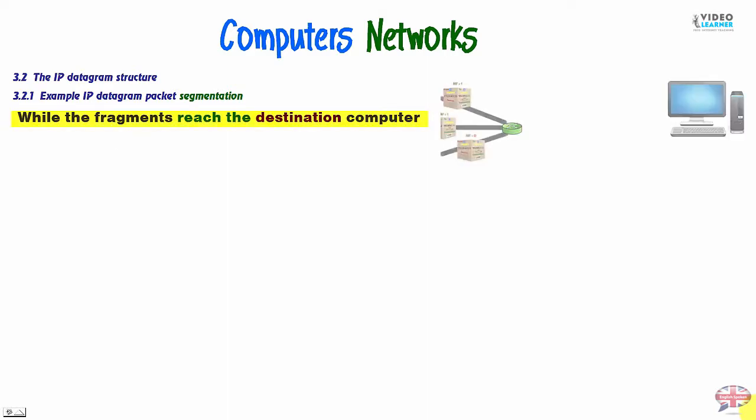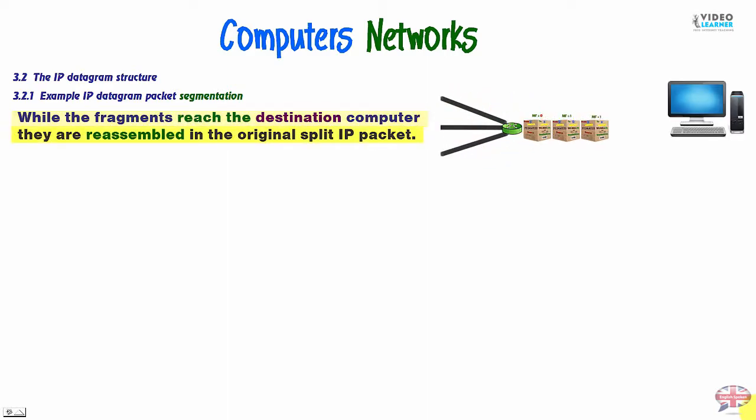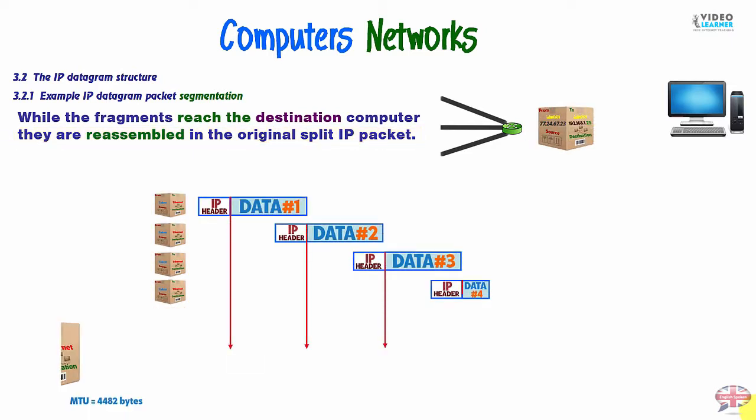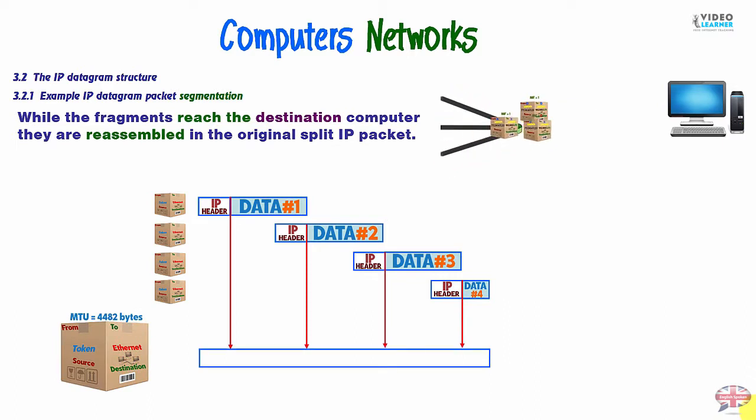While the fragments reach the destination computer, they are reassembled into the original split packet. So we have these fragments and we have reassembly, and we make the first original packet.